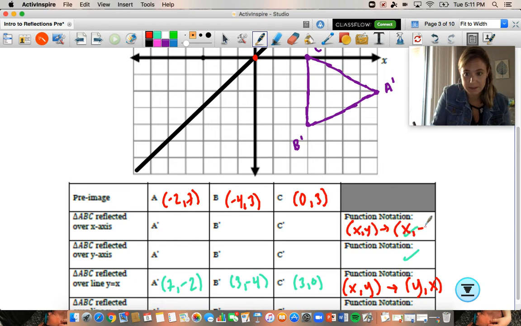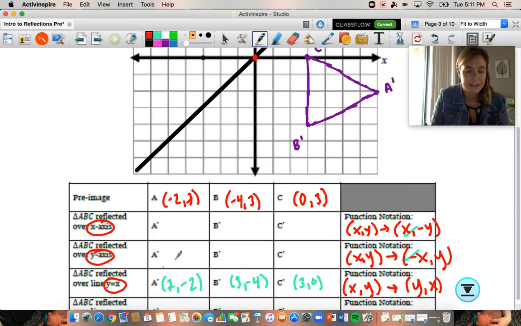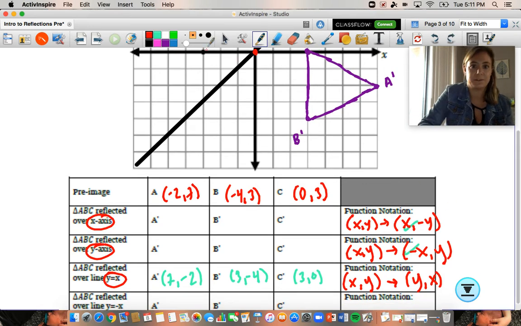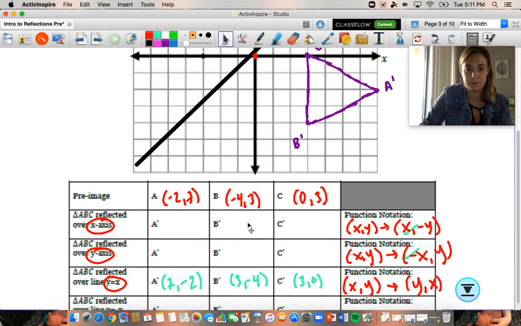So we've now got these rules. X-axis: x stays the same, y becomes opposite. Y-axis: x becomes opposite, y stays the same. So I've reflected over the x-axis, the y-axis, and the line y equals x. These are the three most important ones. This one is fairly important, the next one that we're going to talk about. The other two are actually not going to have rules.